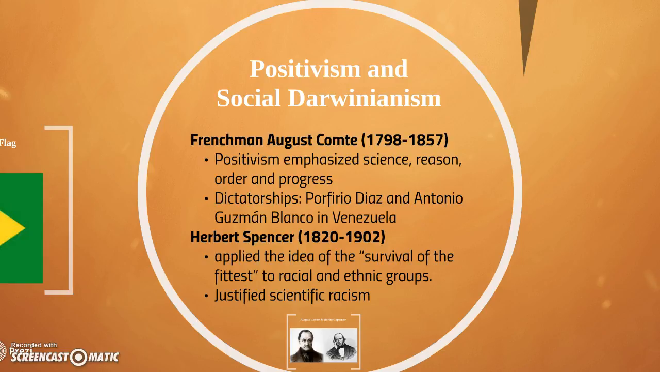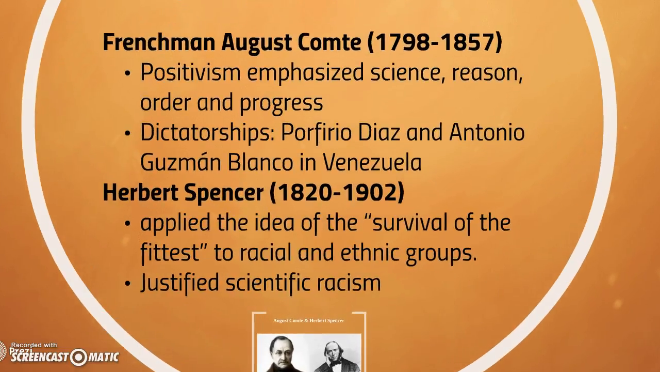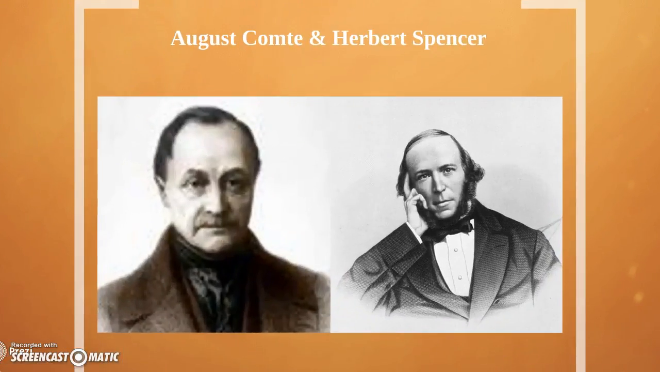Herbert Spencer was another philosophical thinker who applied the idea of survival of the fittest to racial and ethnic groups. And not necessarily he himself, but his thinking was used to justify scientific racism. The idea that certain races were superior to others and better adapted for survival. So, on the left you have Auguste Comte, and on the right you have Herbert Spencer.